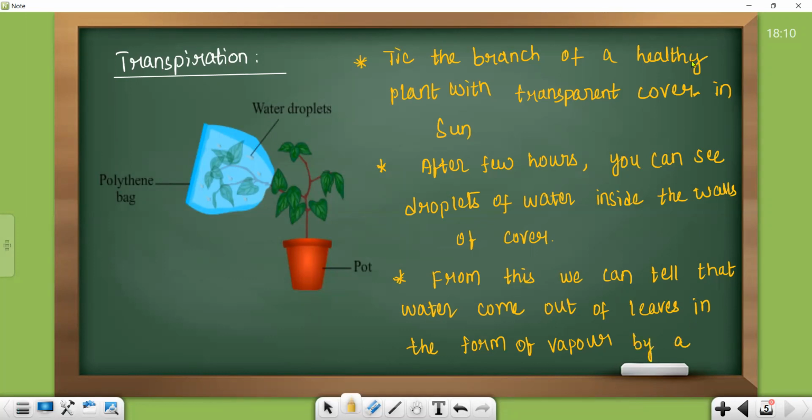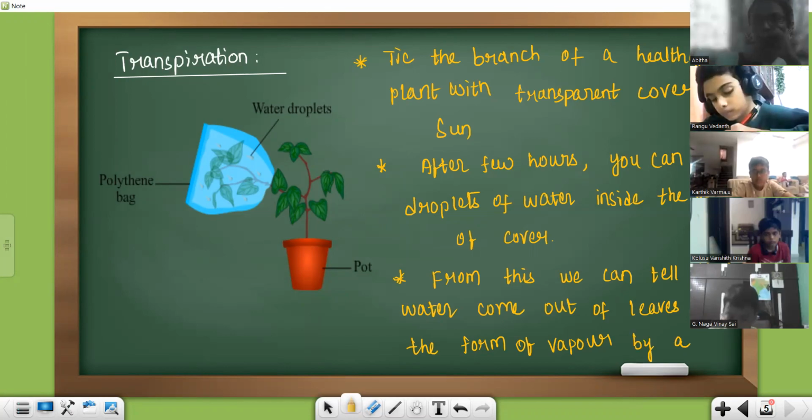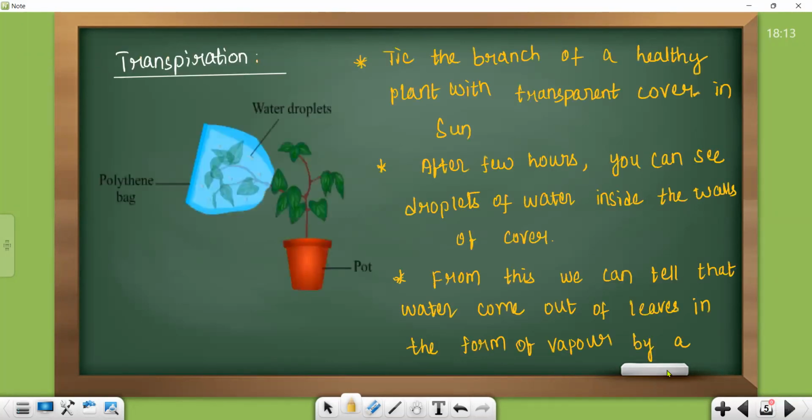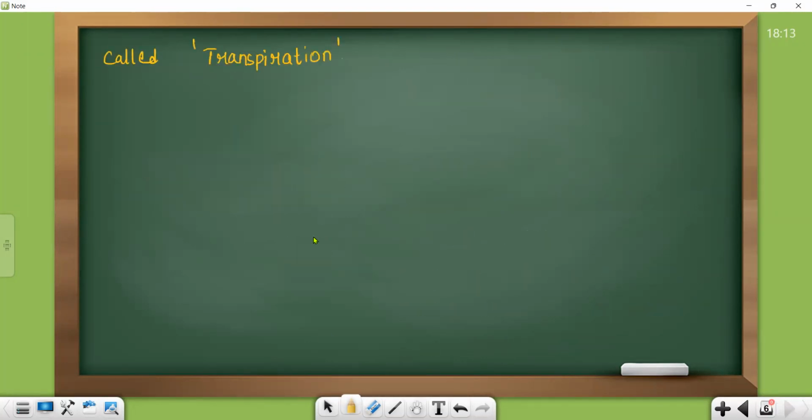So write down, then we'll continue. Which process is it? Transpiration. Loss of water in the form of vapor from the leaf. You need to write process first. By a process called transpiration.